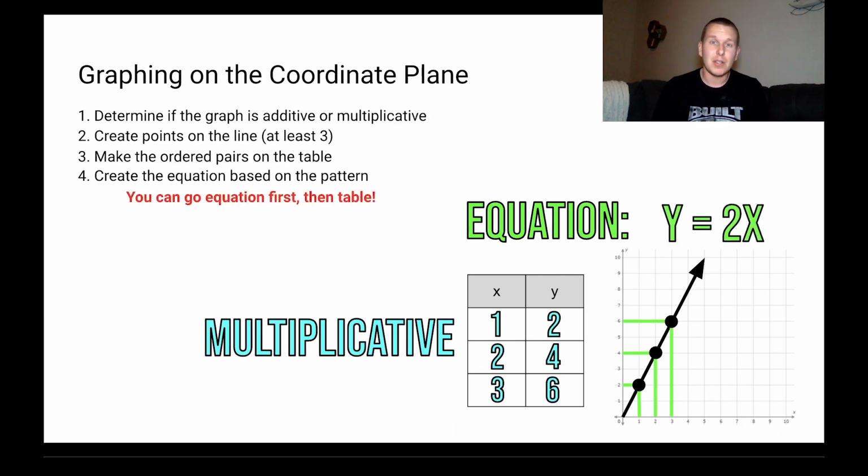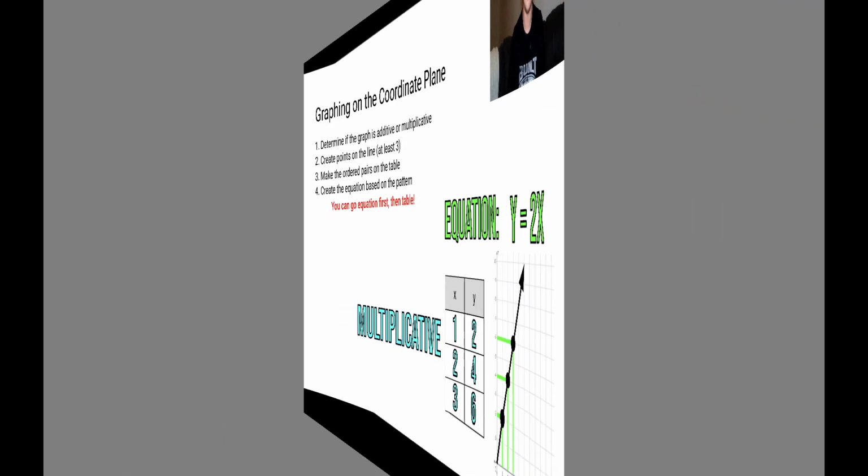Now, you can go equation first and then table. Like I said, some people are going to be able to do it a little bit easier going to equation first, but I suggest as we're first learning to create that table first, then create your equation. Let's go ahead and practice a couple problems together.